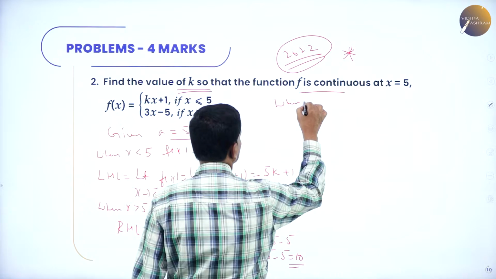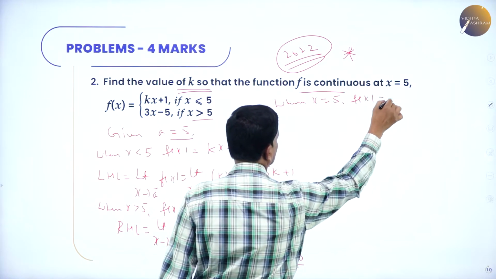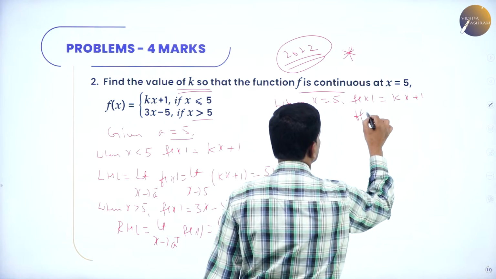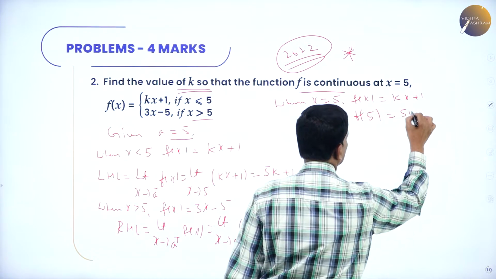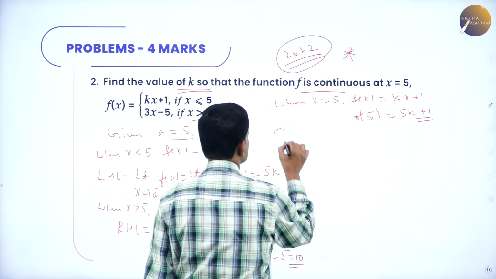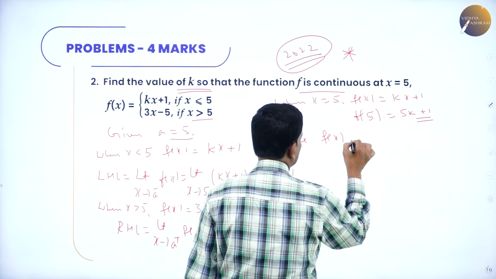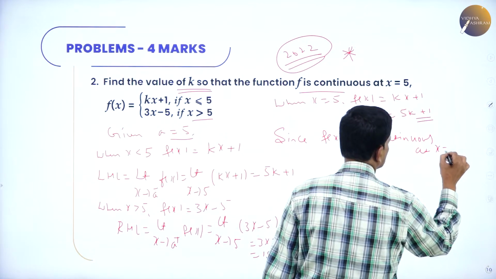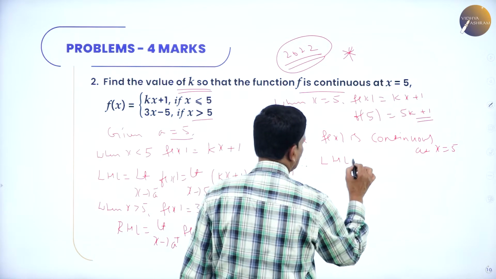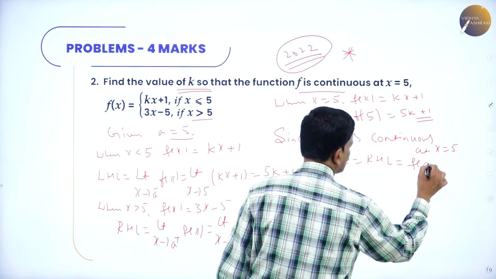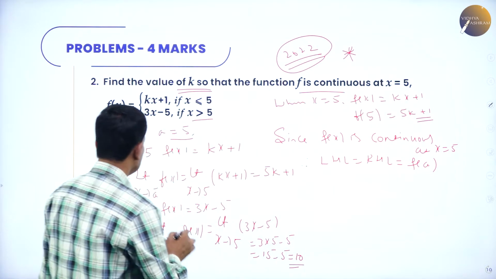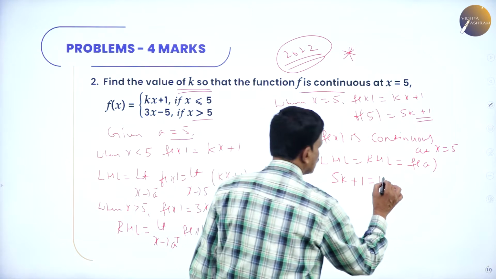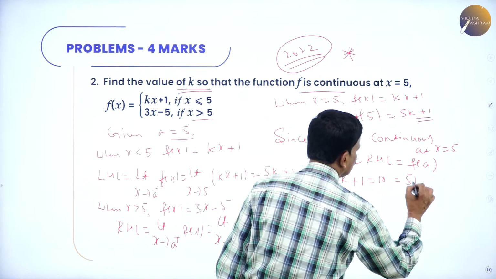Further, when x is equal to 5, the functional value f of x is equal to kx plus 1. Put x is equal to 5, f of 5 is equal to 5k plus 1. Since f of x is continuous at x is equal to 5, therefore left hand limit is equal to right hand limit is equal to functional value. Now what is the left hand limit? Left hand limit is 5k plus 1. Right hand limit is equal to 10. Functional value is also equal to 5k plus 1.